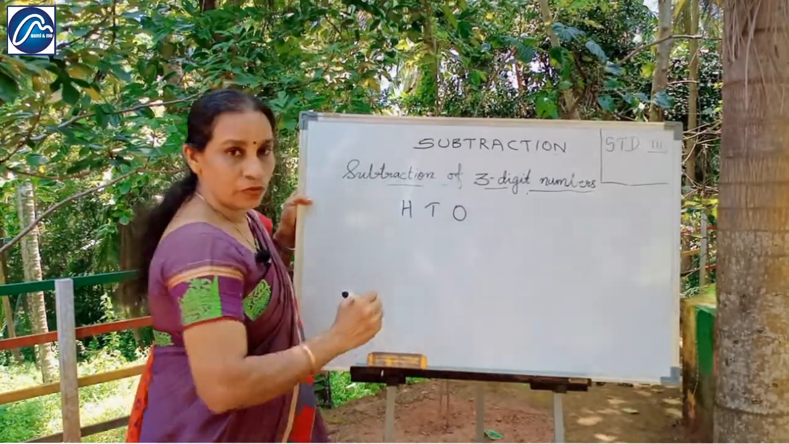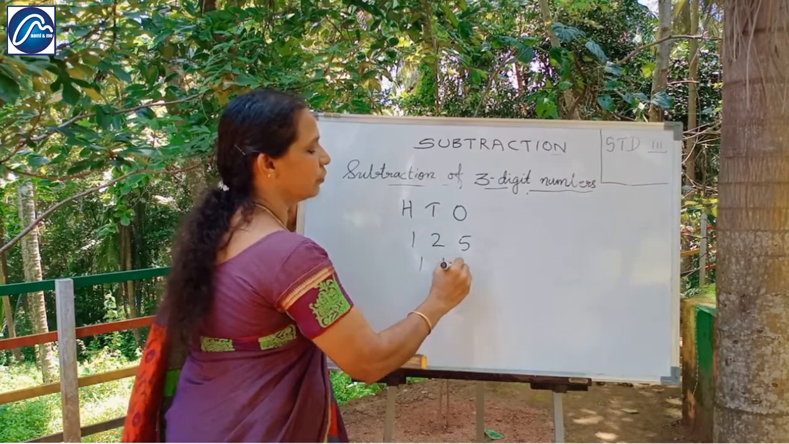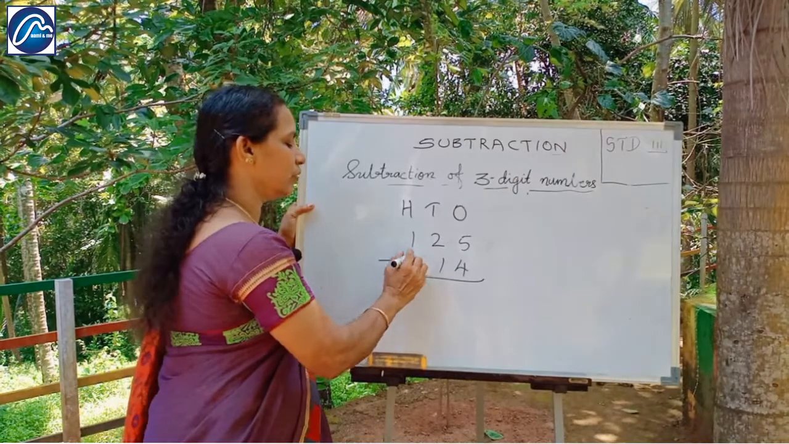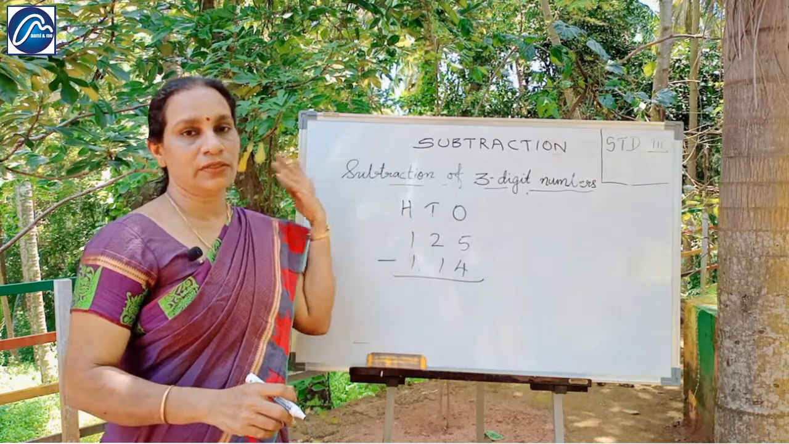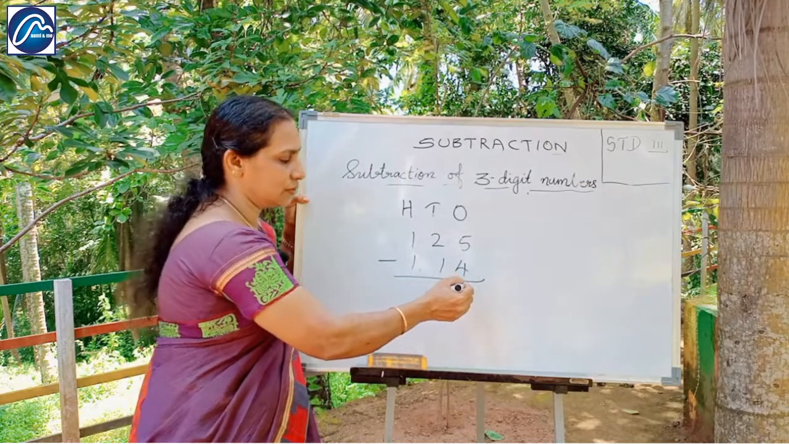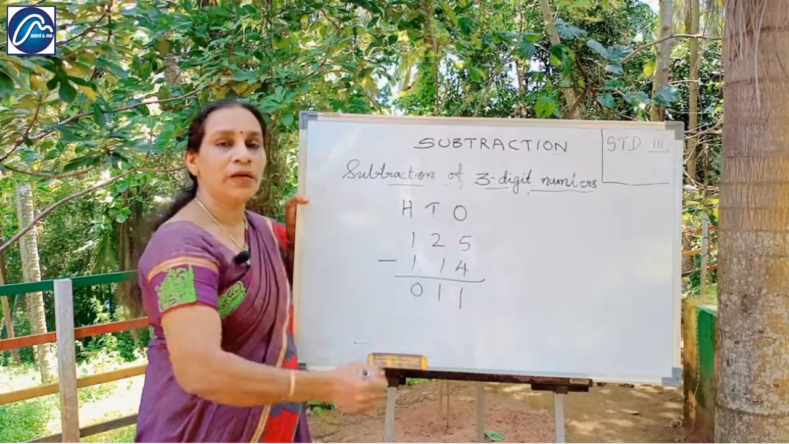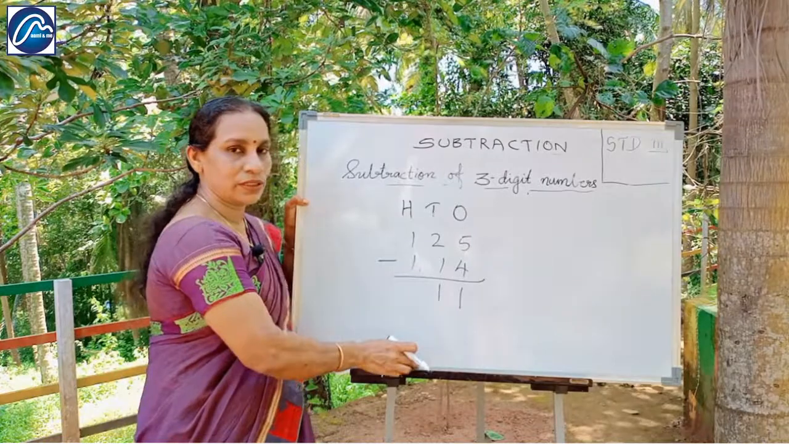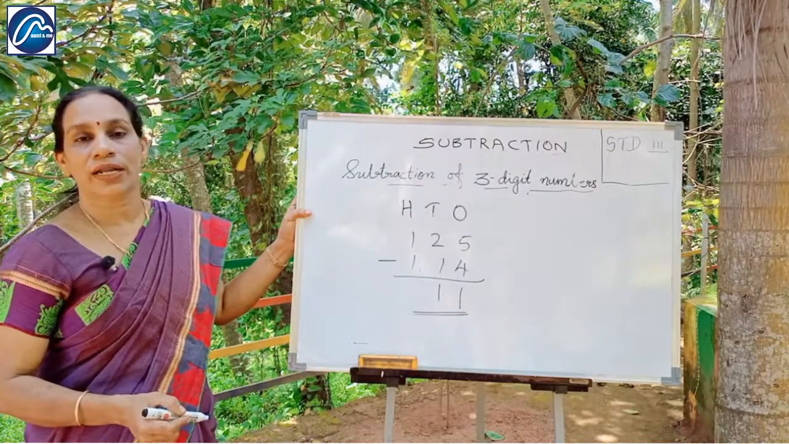125 minus 114. Whenever you are writing subtraction or addition, you have to write the digits under each place: ones, tens, hundreds, thousands, like that. 5 minus 4. What is 5 minus 4? Yes, 1. What is 2 minus 1? 1. And 1 minus 1, of course, 0. But we will not write 0 at the back of the number. So we will write only 11 and your answer is 11.